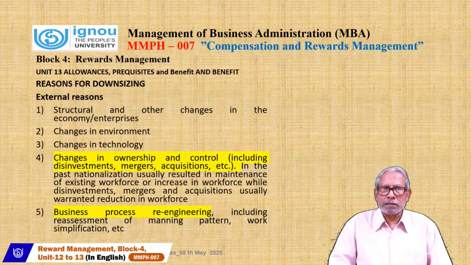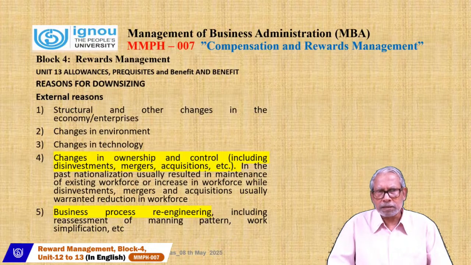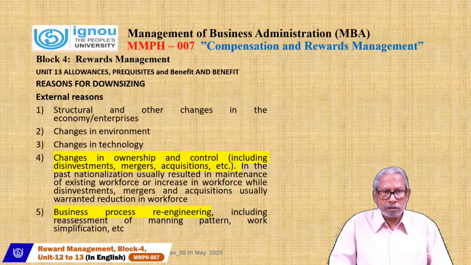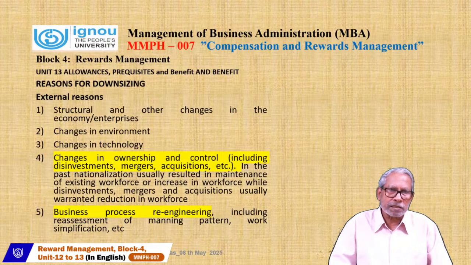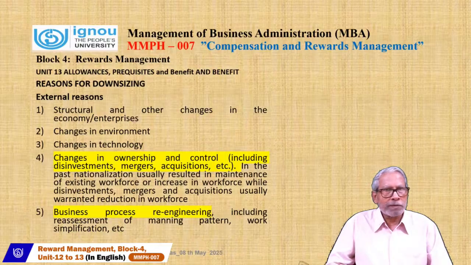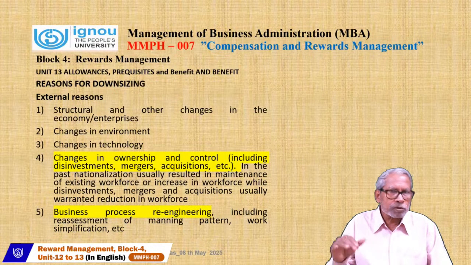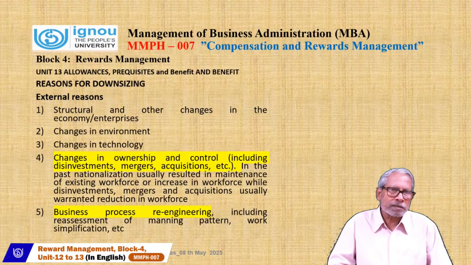Now, external reasons for the downsizing. Now coming to the point, why the reasons? There are internal reasons and external reasons. Now we are discussing the external reasons. Structural and other changes in the economy and enterprises. If there are structural changes, that is one of the points. Maybe some of the levels have been cut down, some of the posts are now cut down because of structural changes in the enterprise systems.